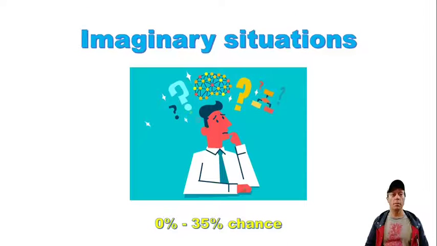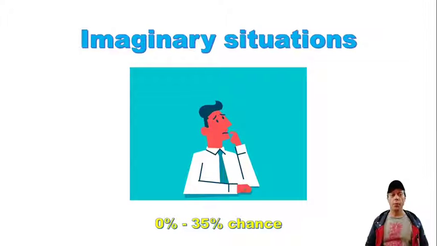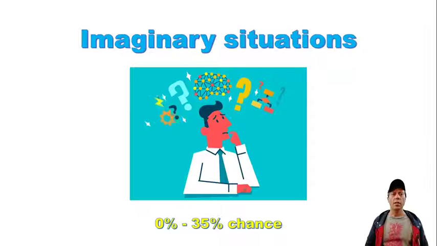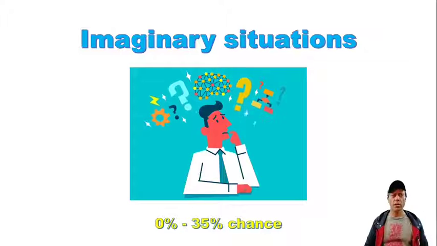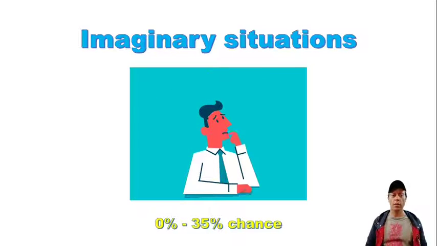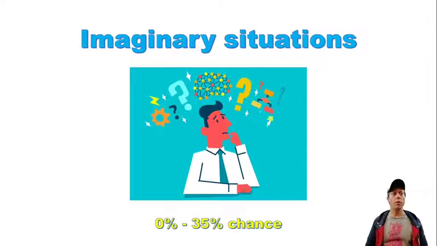Okay, let's talk about imaginary situations. The second conditional uses the second verb form, which is the past simple, but we're not actually talking about the past, so don't get confused. The second conditional expresses imaginary situations, therefore the chance of them happening is like 0 to 35% if we can quantify it. So the chance of the effect happening is very, very low. So we're expressing an imaginary situation through cause and effect.